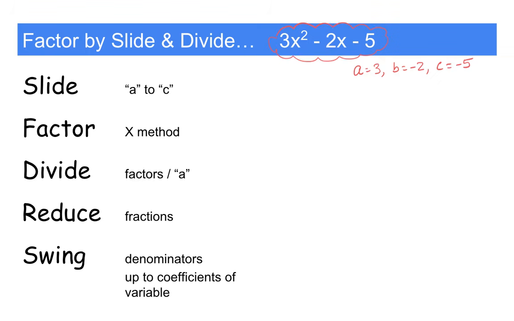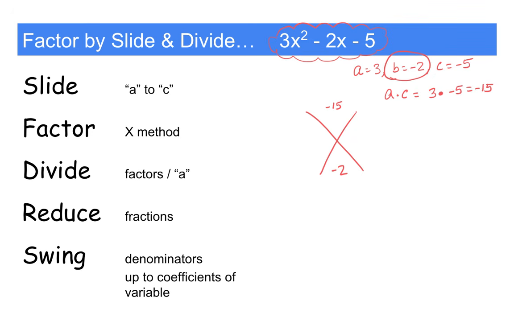So I'm going to start by sliding A to C, which simply means to multiply A times C. So that's going to be 3 times negative 5, which gives me negative 15. I'm going to go back to my x method because that is pretty fantastic. It's negative 15 is coming up here, and then down here I need b, and b is negative 2. So I'm going to get negative 2 right here.